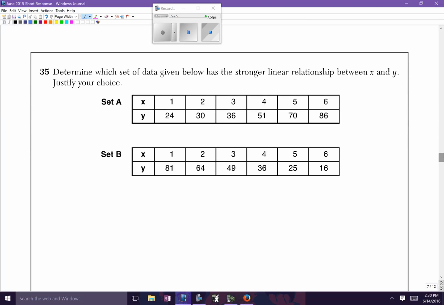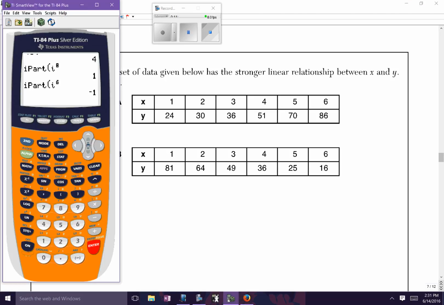Number 35, determine which set of data given below has the stronger linear relationship between x and y. Justify your choice. So this is a calculator-based question. You're going to want to hit the stat key. We're going to edit a list. I want to clear this out first.